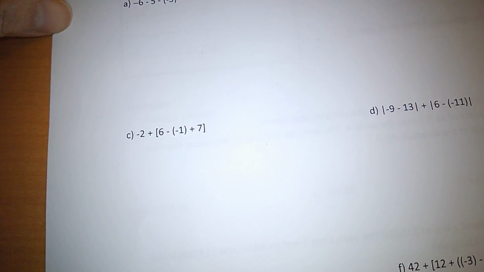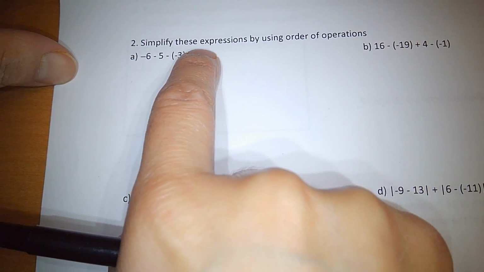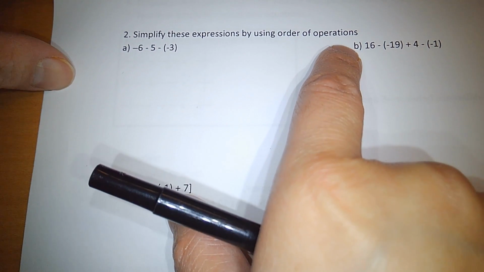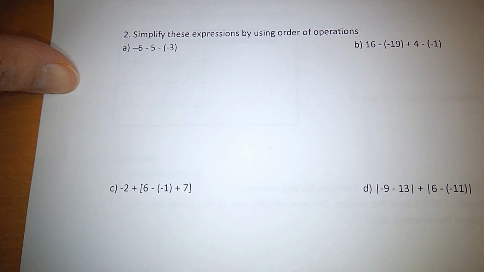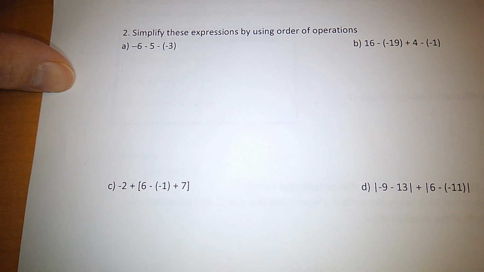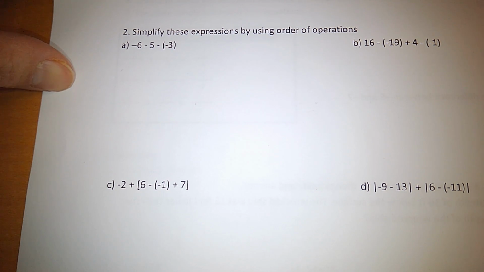Okay. Next page. See? Simplify these expressions by using the order of operations. The order of operations is still the same. Parentheses at first, brackets. Then what? Exponents. Then multiplication, division from left to right. Then what? Addition, subtraction from left to right. Okay, the order of operations is always like that, okay?